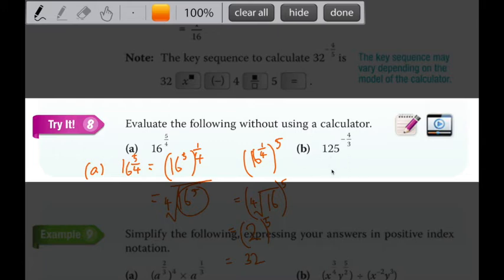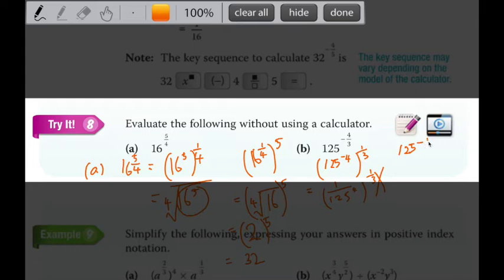For 8b, again, either you do it this way, 125 to the power of -4, and then you bring out 1/3. Now this is actually 1 over 125 to the power of 4, to the power of 1/3, right? And we know that 125 to the power of 4 is quite impossible to do without a calculator. So that's why usually we will leave the denominator inside. So this is not the correct way.